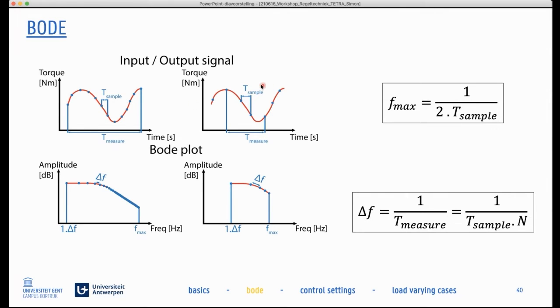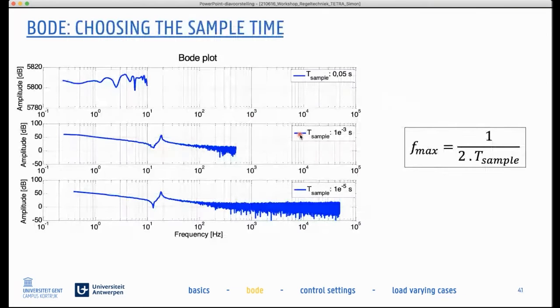If, for instance, we take a larger sample time, like you see here, the maximum frequency will decrease. So the maximum frequency is 1/2 times the sample time. And the frequency resolution, the distance between 2 points in the Bode plot, is 1 over the measurement time. So with the sample time and the measurement time, we define the output Bode plot. Let's give some examples. Here we have a Bode plot. We took a certain measurement time, but we played with the sample time. Here we have a sample time of 0.05 seconds, which is quite large.